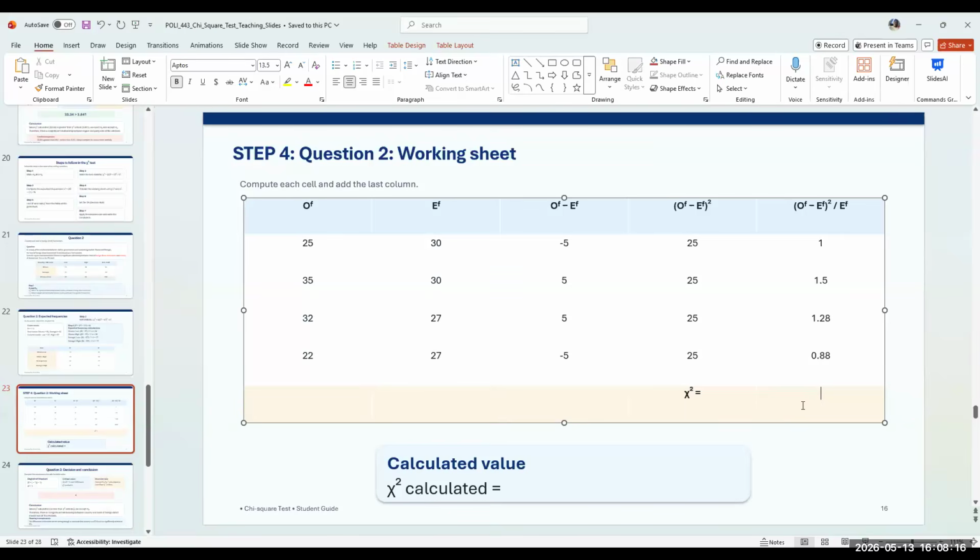George, did you have something to say? Yes, I'm listening to you. So we are going to divide the (OF minus EF) squared over the EF or OF? You're going to take this, and you divide it by this.